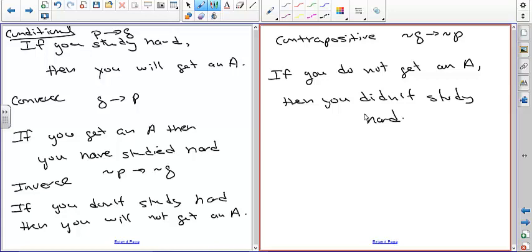Likewise, if you don't study hard, then you will not get an A. Again, the original statement says if you study hard, you will get an A, but it doesn't mean that if you don't study hard, you can't get an A. The last one is if you do not get an A, then you didn't study hard. So that one is, if the original one is a true statement, then that one is also a true statement.